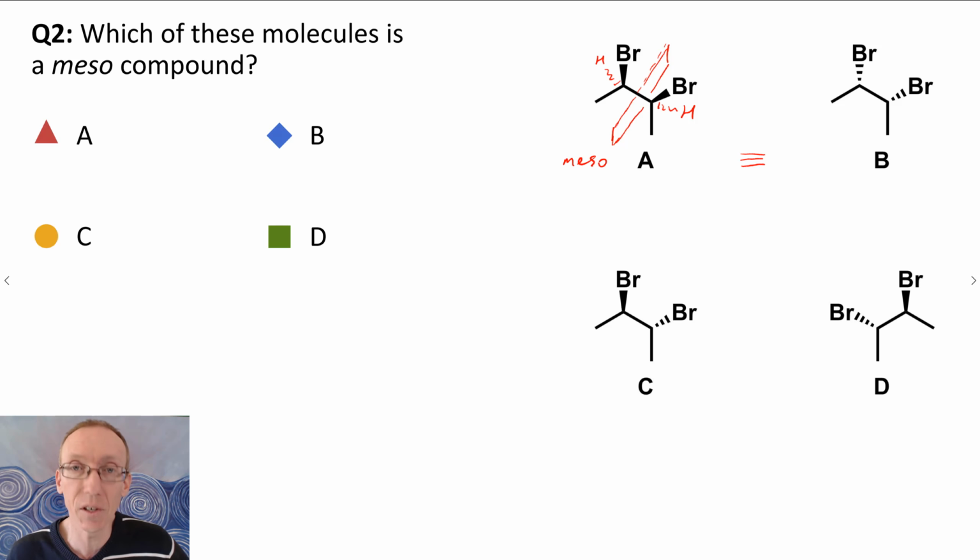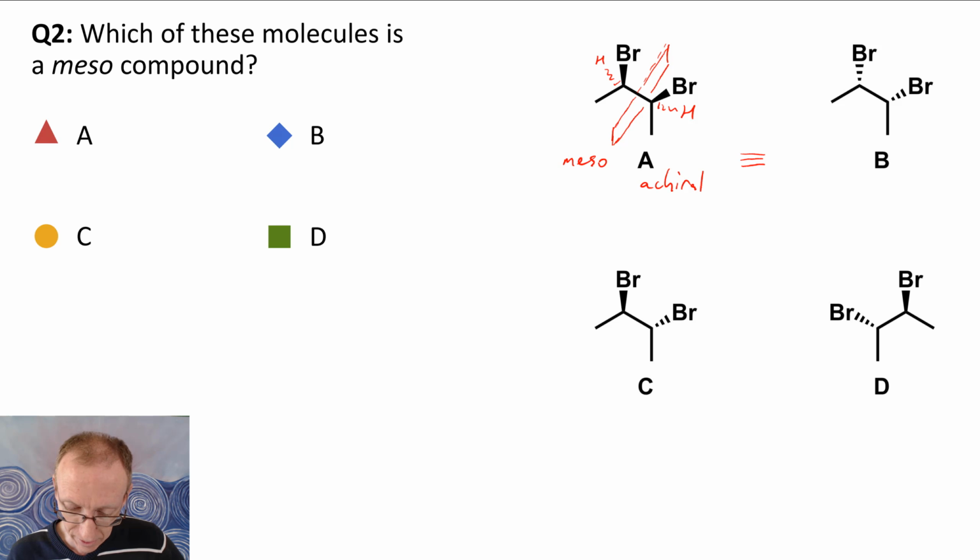A meso compound must have an internal mirror plane that reflects one half of the molecule onto the other, and that makes the molecules achiral. So in other words, the mirror image is superimposable, and we already saw that in question 1 when we looked at A and B and rotated them around.